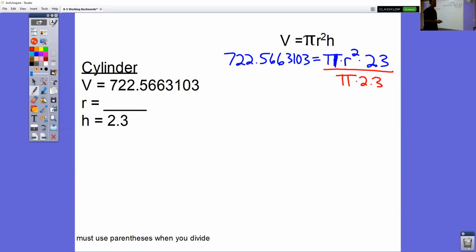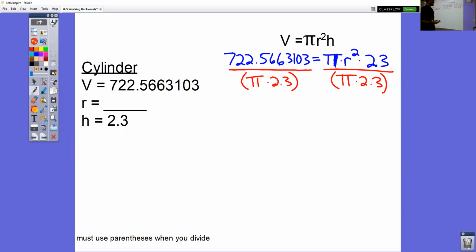We want to divide by everything except for the letter that we're solving for. You must put these in parentheses. If you don't put them in parentheses, you will get the wrong answer. Just like how we're normally solving an equation, whatever you do to one side of the equal sign, you have to do to the other side.